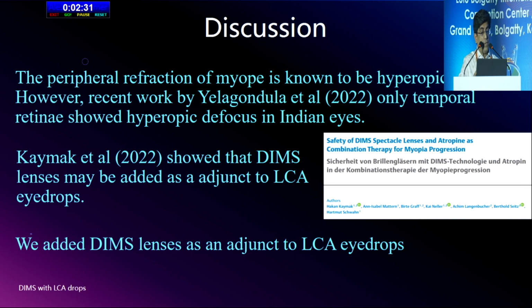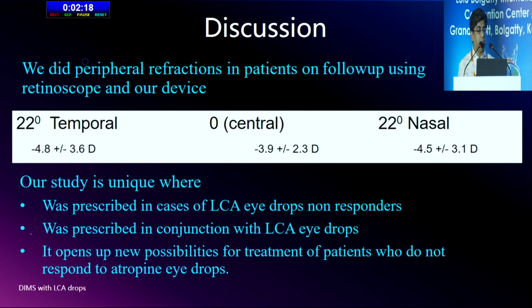There was a wonderful article in 2022 by Kamak et al., which said that there is a possibility that DIMS can be added as an adjunct to LCA, and that it is safe to use DIMS. We did use DIMS before they published this. So we did a peripheral refraction in our patients with our own innovative device. For central refraction, you can see the mean was minus 3.9 diopters, with temporal 22 degrees and nasal 22 degrees showing hyperopic defocus. Our study is unique, where glasses were prescribed on top of low concentration atropine eye drops.